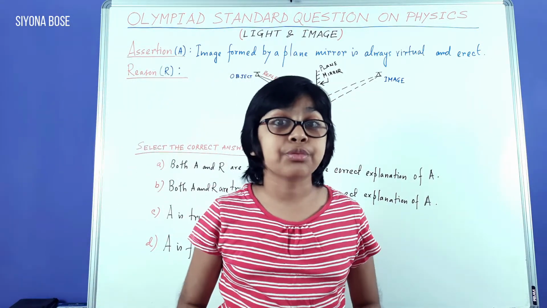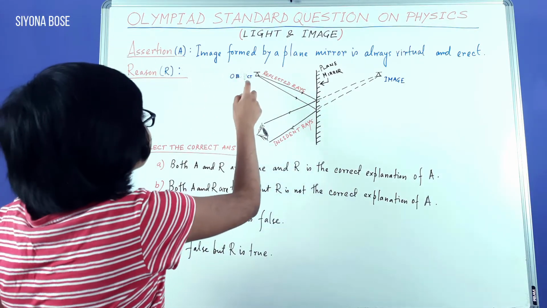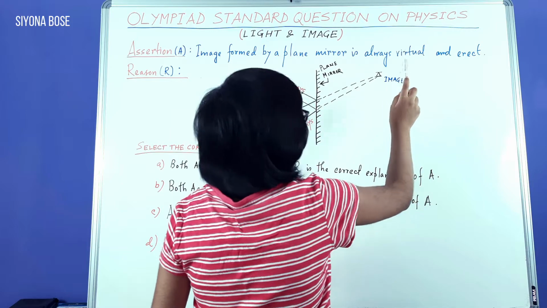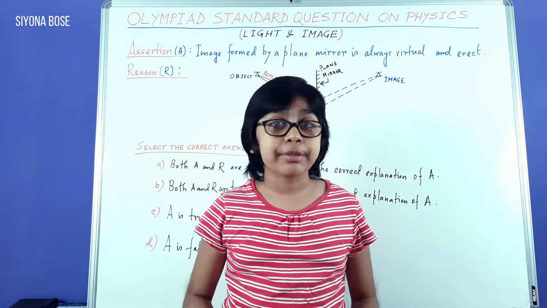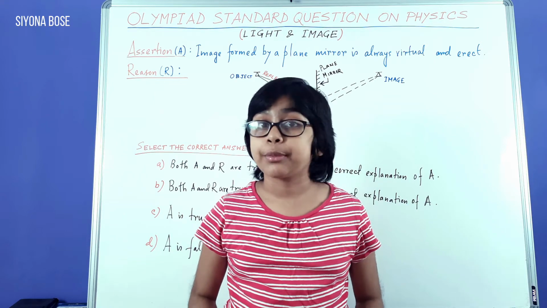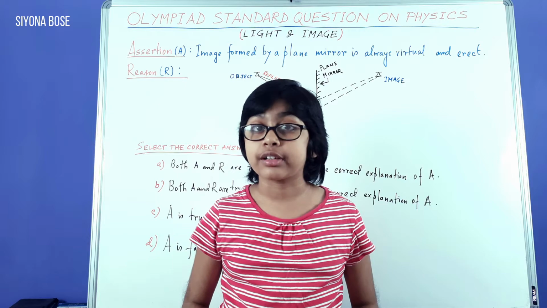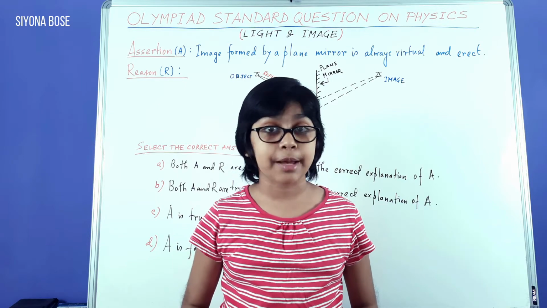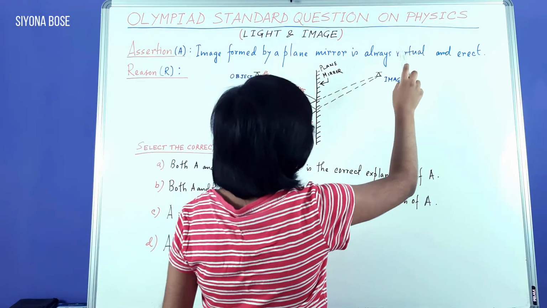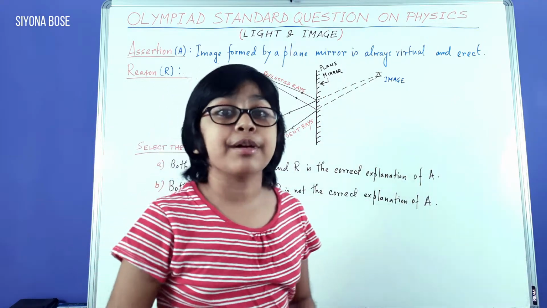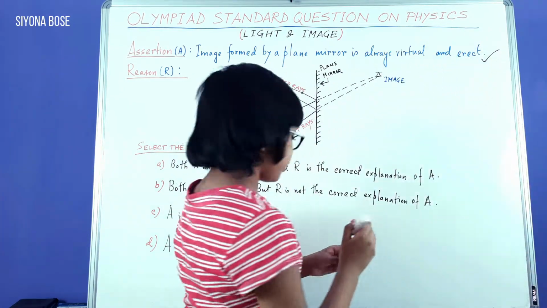So let us first read the assertion. Assertion A: Image formed by a plane mirror is always virtual and erect. I've talked about the type of images formed by a plane mirror in my previous episode, so you can go back and watch that for a refresher, and then come back to this episode. We know that the image formed by a plane mirror is always virtual and erect. This statement is completely true, so I'm putting a tick over here.